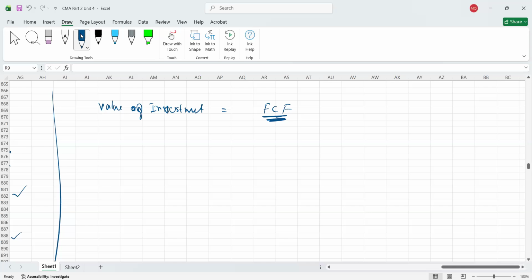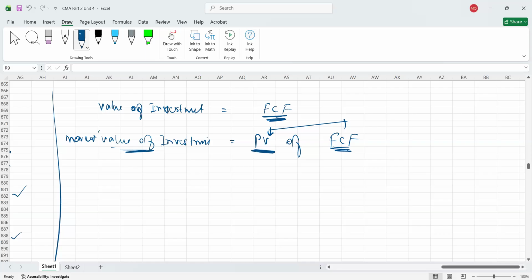Now you need to think this way. If you want the value of an investment today, what will you do? Again, I'm writing here: value of investment, how will you calculate it? Simply, you will calculate the present value of future cash flows. You will discount the future cash flows and convert them back to the present value. This is going to be the market value, or simply the present value. It's the same thing, because when we calculate the present value of future cash flows, it is going to be the market value in today's terms.